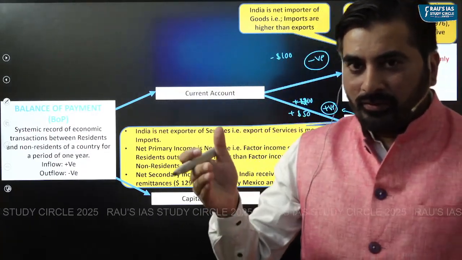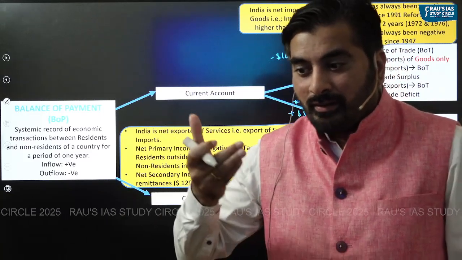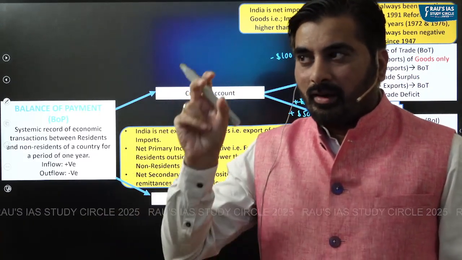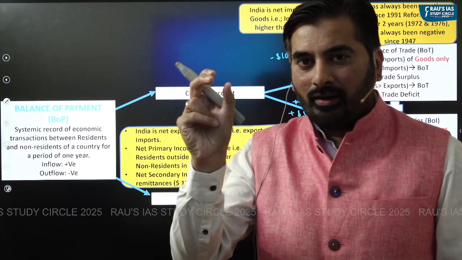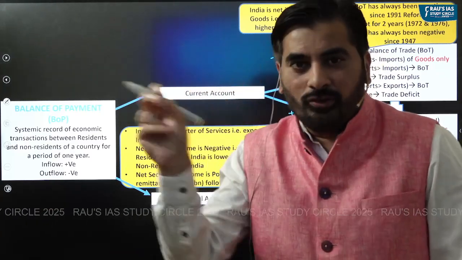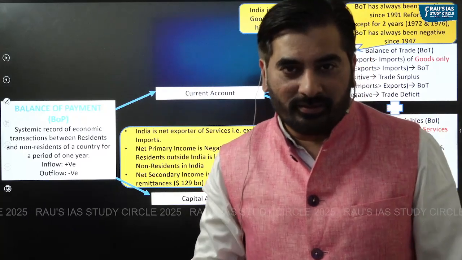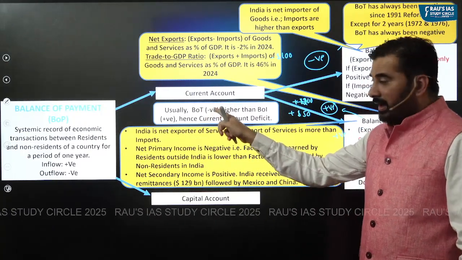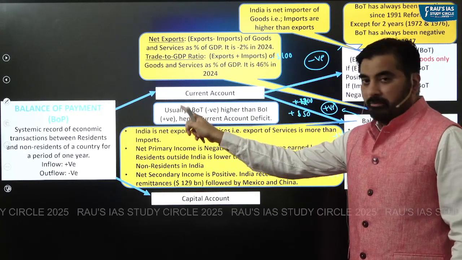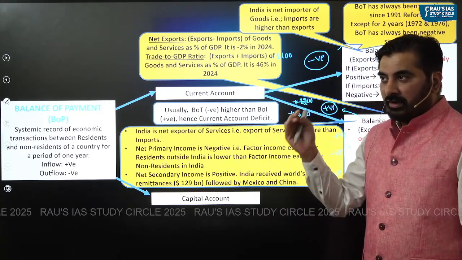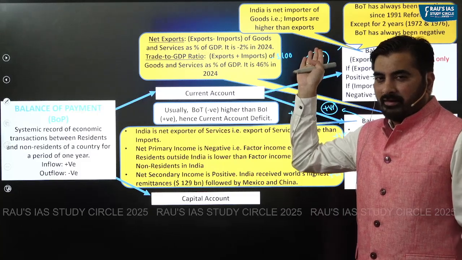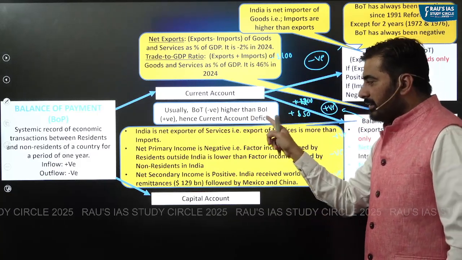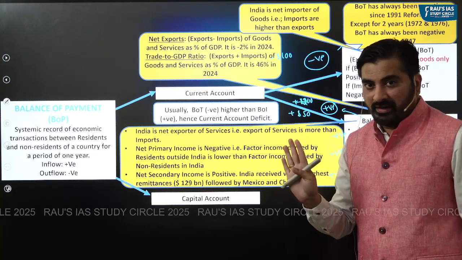So I gave you 3 scenarios. Out of these 3 scenarios, what is the actual scenario in India? As far as India is concerned, please understand that the negative value on balance of trade is generally higher than the positive value on balance of invisibles. You can see here, usually negative value on balance of trade is higher than positive value on balance of invisibles. So the general scenario could be the balance of trade could be minus 100 and balance of invisibles could be plus 50. So current account is usually in deficit.